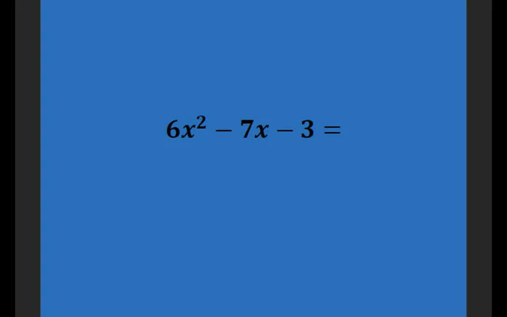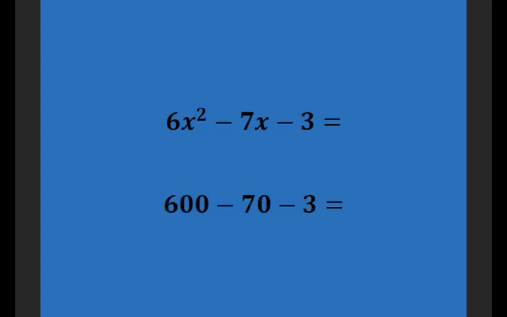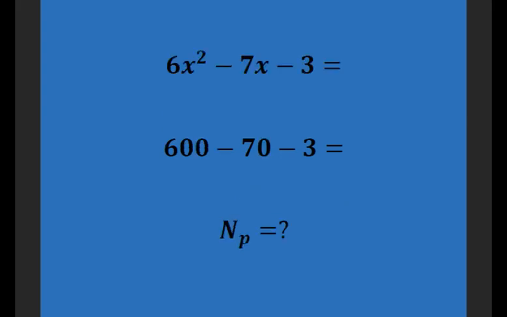Solve the expression 6x squared minus 7x minus 3. Make x equal to 10. 6x squared minus 7x minus 3 is equal to 600 minus 70 minus 3. The next step is to find the prime number n sub p.